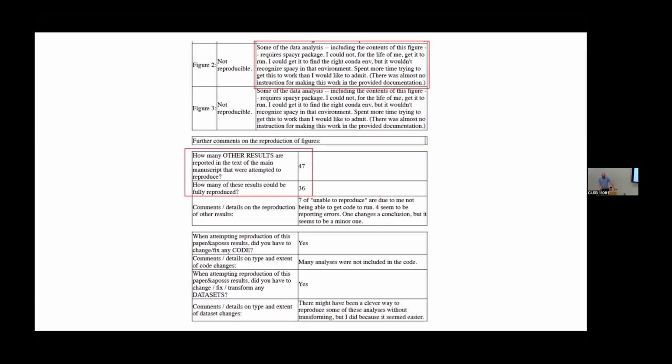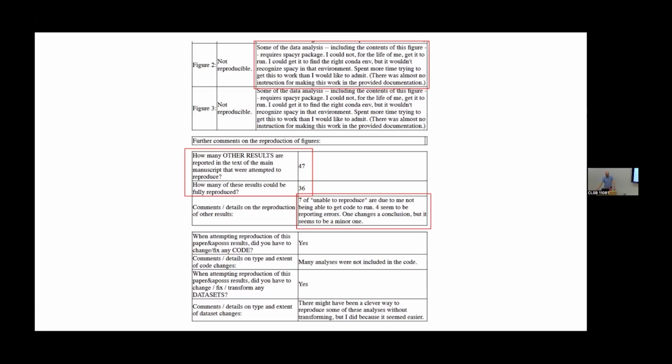"How many other results are reported in the text of the main manuscript that were attempted to reproduce?" "47, and only 36 could be reproduced." "7 of the unable to reproduce are due to me not being able to get code to run, and 4 seem to be reporting errors. 1 changes the conclusion, but it seems to be a minor one." So that is in contrast to what they said in the correction, which was that all conclusions remain valid, although they do admit that this was a minor conclusion.